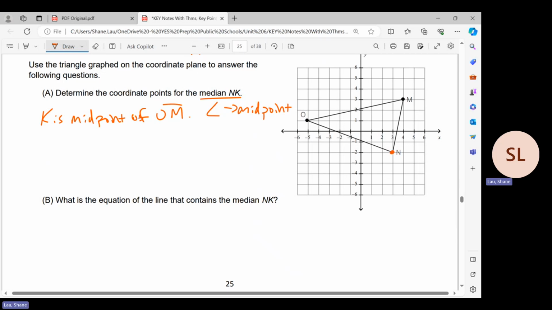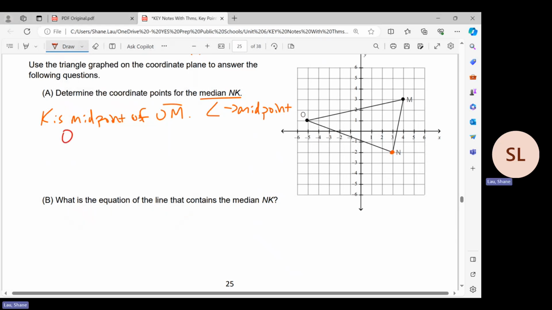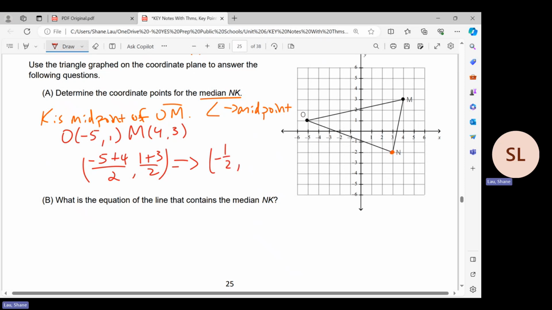So we have to find the midpoint. Taking these values of O and M, O is -5, 1. M is 4, 3. Using our midpoint formula, -5 plus 4 over 2, 1 plus 3 over 2. Simplify that down all the way, and we are going to get -1/2, 2. So K is this value right there. We know it's a median, so we can go ahead and connect those lines.